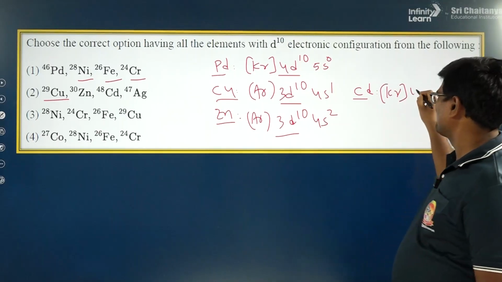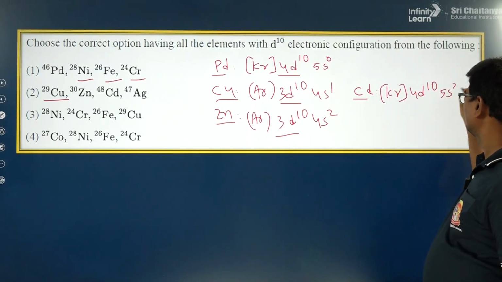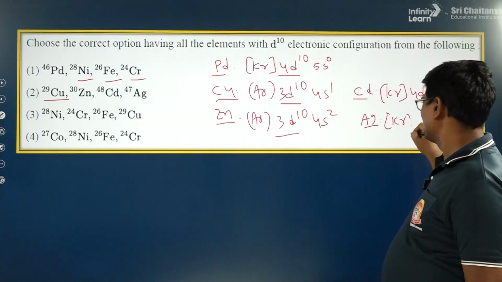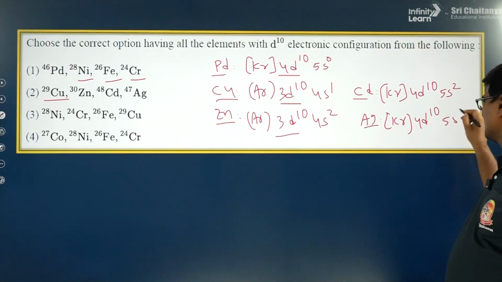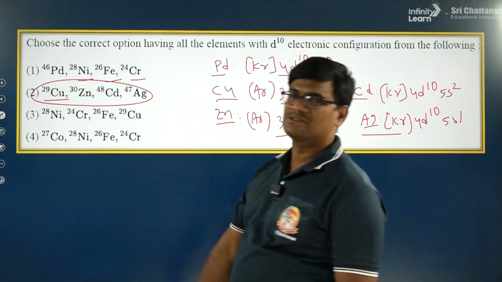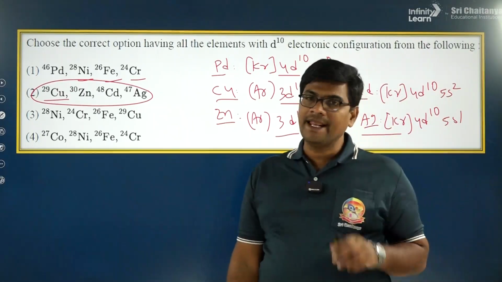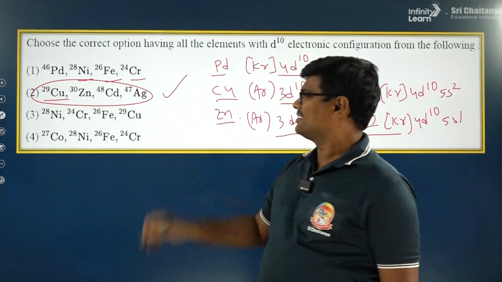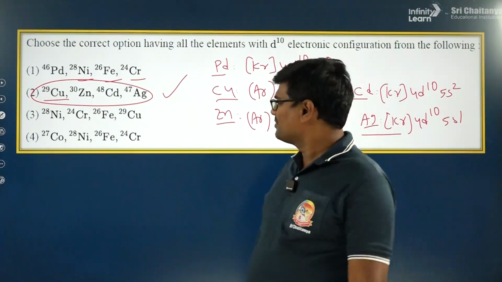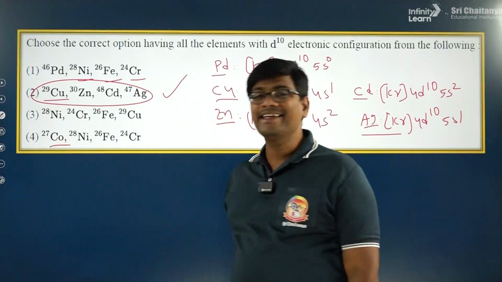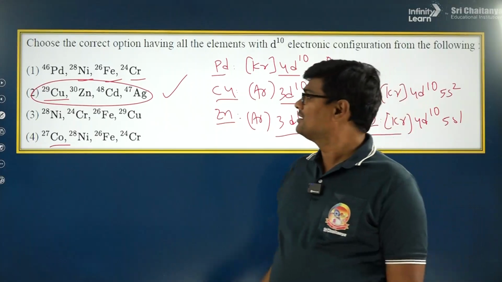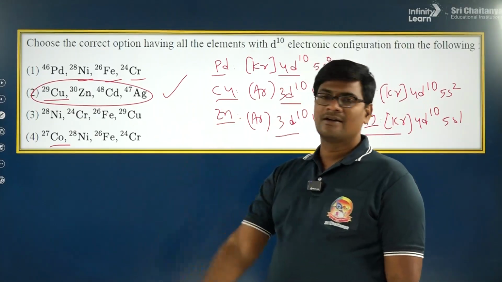Krypton 4d10 5s2. And then silver also has d10 configuration. Sorry, krypton 4d10 5s1. That means here silver, cadmium, zinc, copper, all these elements do have d10 configuration. Therefore, that is the right option. In the remaining, nickel is d8, chromium we have already seen, and cobalt has d7 configuration. Therefore, the right option with all having d10 configuration is copper, zinc, cadmium and silver.